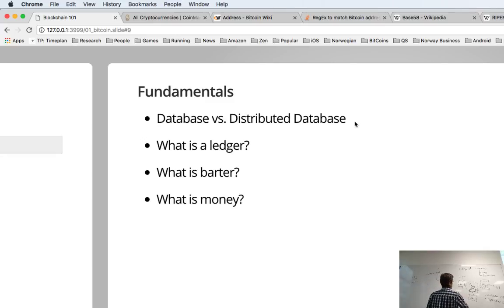Okay, so what's a ledger? In simple terms.